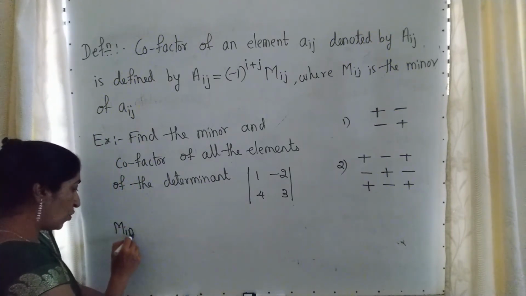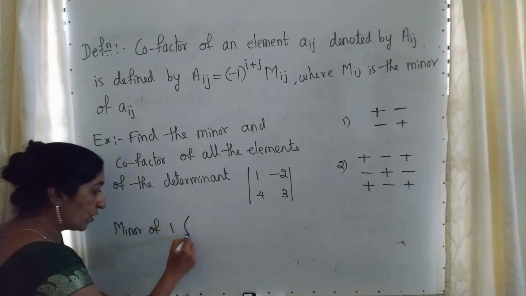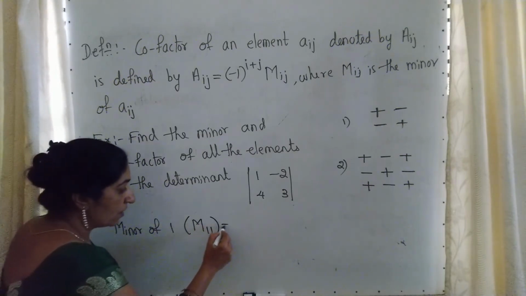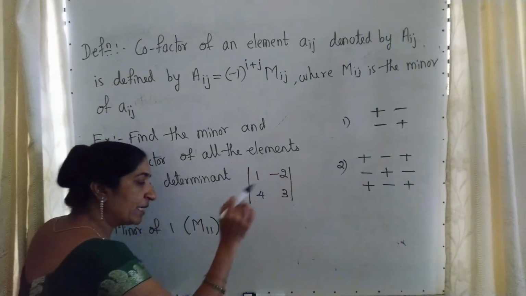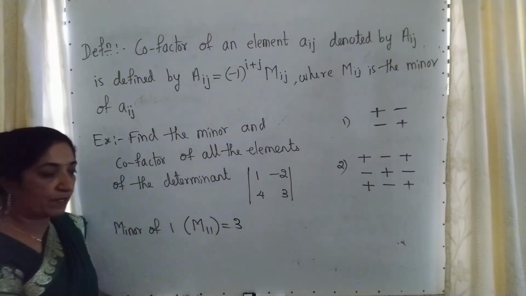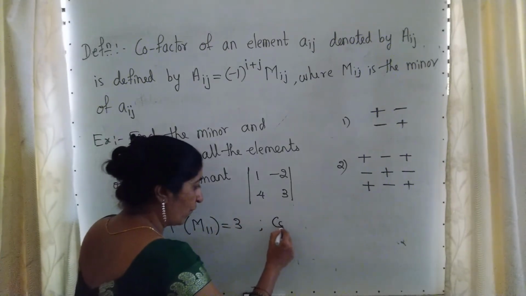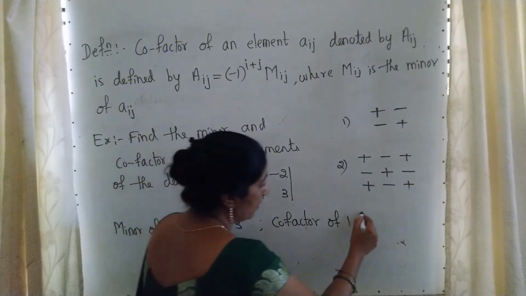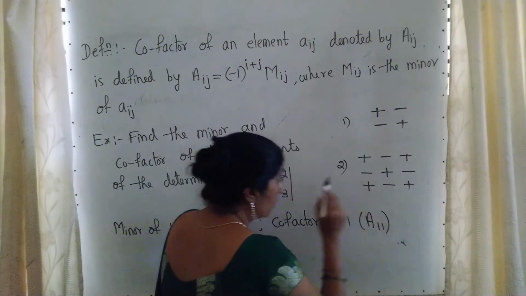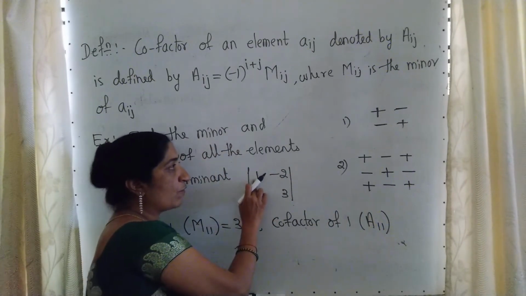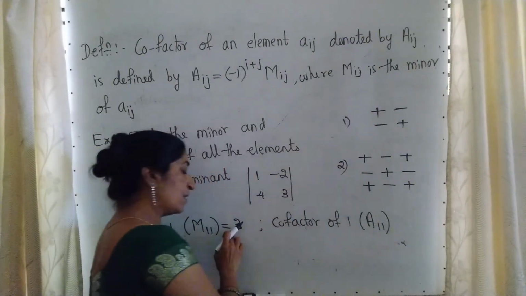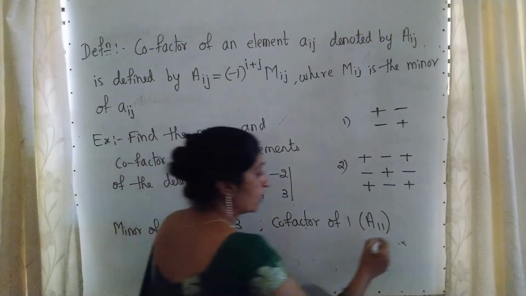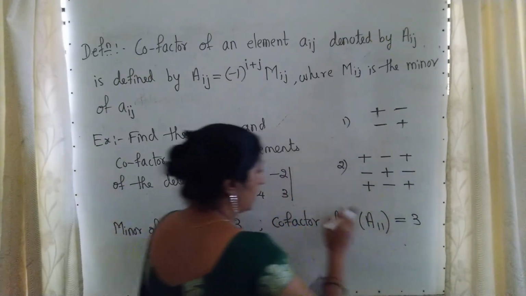See, minor of 1. How do you write? M11. It is denoted by M11. Where does it lie? It lies in first row, first column. Leave that. 3 is remaining. Exactly opposite write down the cofactor. Cofactor of 1. How do you write? Capital A11. Now refer to the sign table. In place of 1, which sign do we have? Plus. And it is already plus, no need to write plus 3. If you write simple 3 also, it is understood it is plus 3 only.